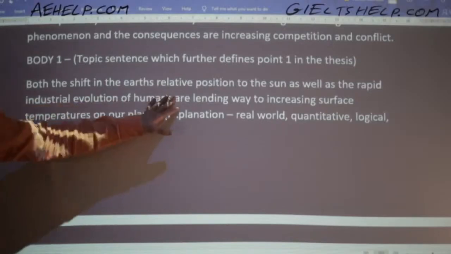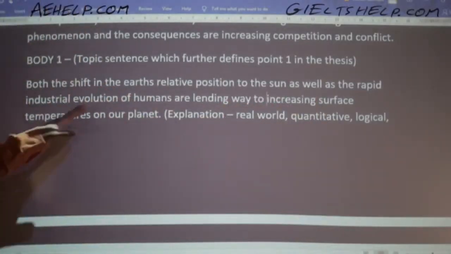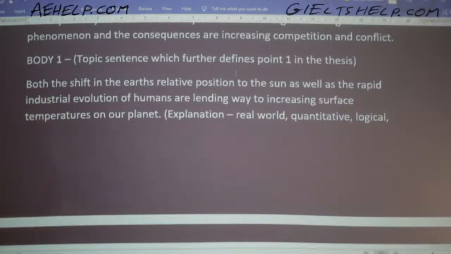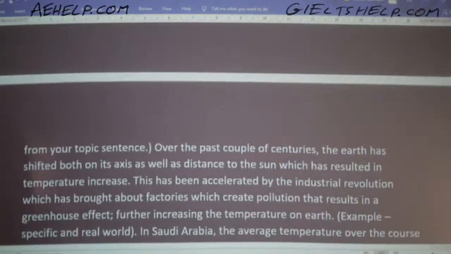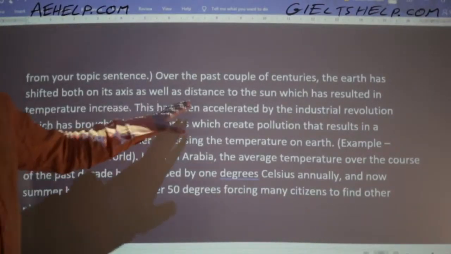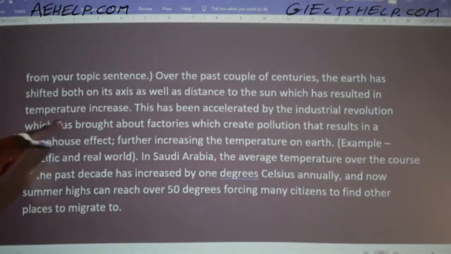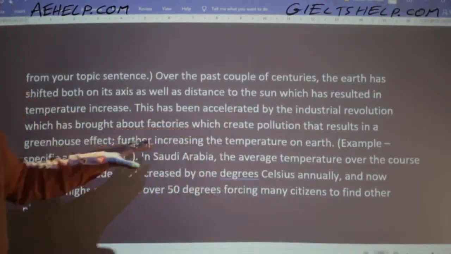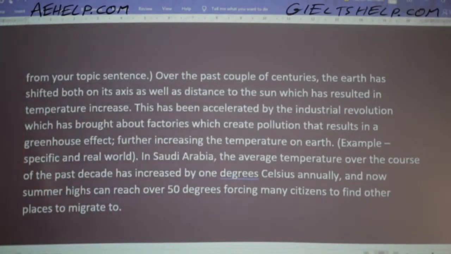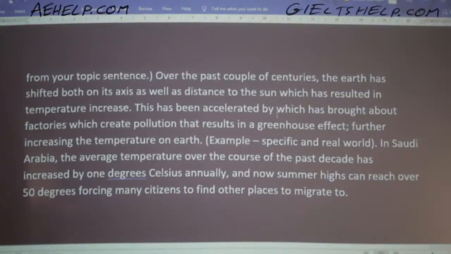Okay, so both the shift in the Earth's relative position to the sun as well as the rapid industrial evolution of humans are lending way to increasing surface temperatures. And I don't need our planet because I think that's intrinsic, it's clear. Okay. Over the past couple of centuries, the Earth has shifted both on its axis as well as its distance to the sun, which has resulted in temperature increase. Okay? This has been accelerated by the Industrial Revolution, which has brought about factories which create... Ooh, I don't really like that sentence. I've already mentioned industrial evolution, revolution, so I don't need to really talk about that.